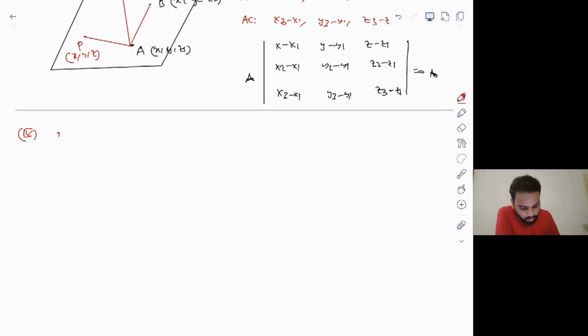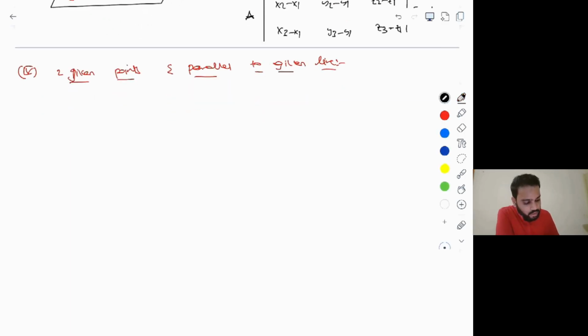Now, for example, if I take the fourth case here, try to understand. In this case, let's say the plane is passing through two given points, and it is also parallel to a given line. Okay. Now let's imagine the diagram. The first thing is always imagine the proper diagram. Then you do it.